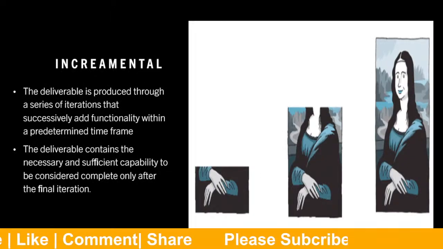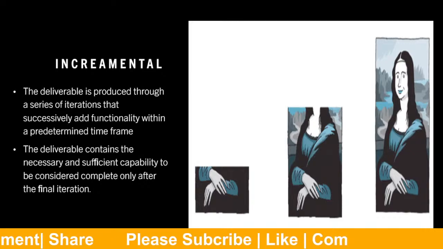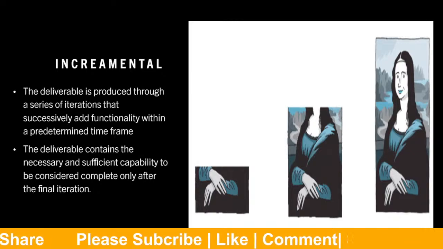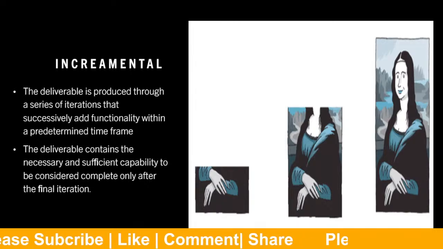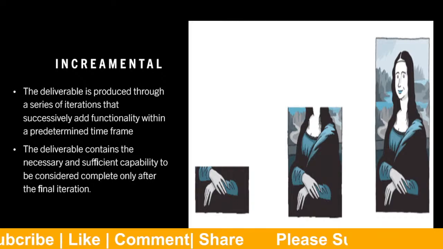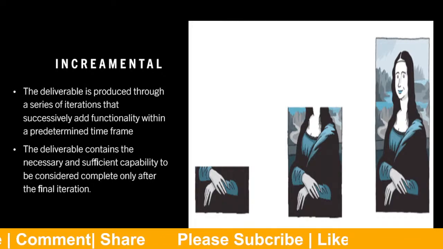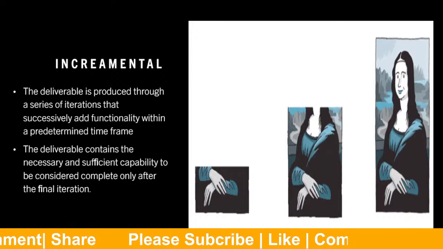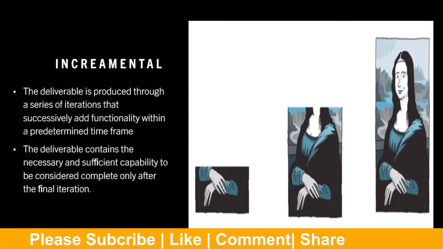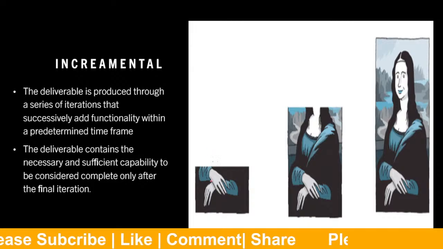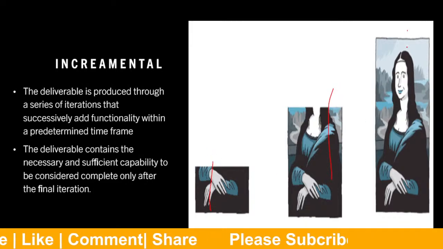Then let's go to incremental. Incremental is used where your deliverable is produced through a series of iterations that successively add functionality. So for incremental, you are adding functionality time by time. The first thing you did was to design, get this one done. Another one, you get this one done. Another one, you get this one done.